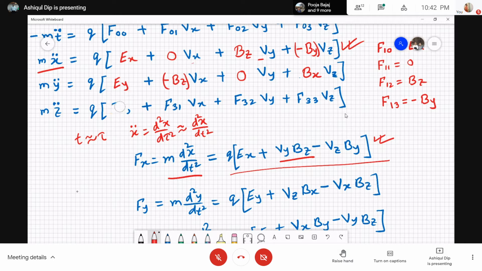F30 is EZ, right? Then F31 will be BY, right? Then F32 will be minus BZ. I think there is a problem in the last line in FZ. The coefficient with By should be Bx, minus Bx.